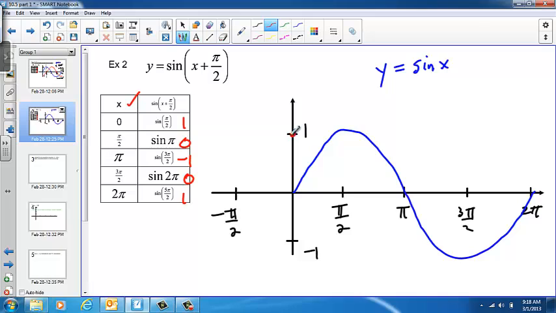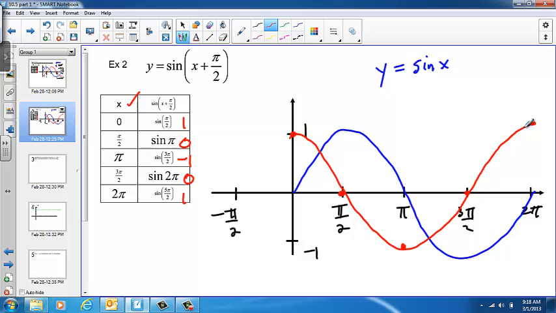0, 1, pi over 2, 0, pi, negative 1, 3 pi over 2, 0, and 2 pi, 1. So the graph looks like this.